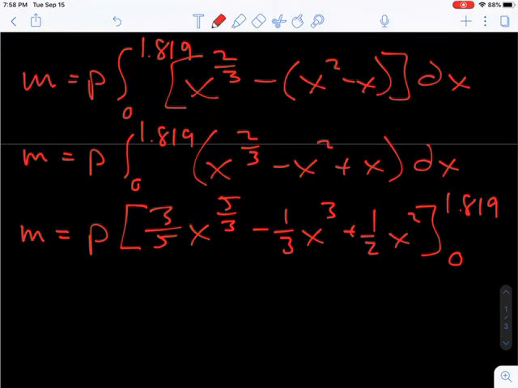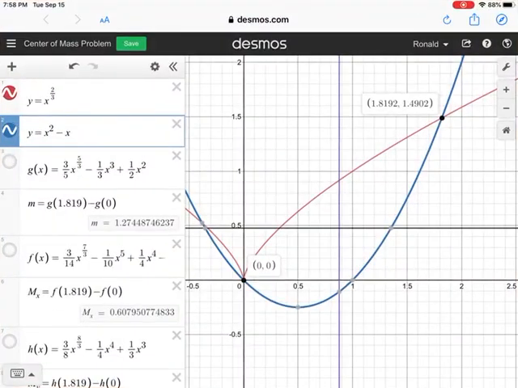So this is when I went back to Desmos. I entered this function as the function g of x. It was just random. I just chose g of x to be 3/5 x to the 5/3 minus 1/3 x cubed plus 1/2 x squared. Then I said small case m is equal to g of 1.819 minus g of 0. So this is where I actually evaluate. You enter the function in Desmos, and then you evaluate the function, let Desmos do all the work. And so m ends up being 1.2744.